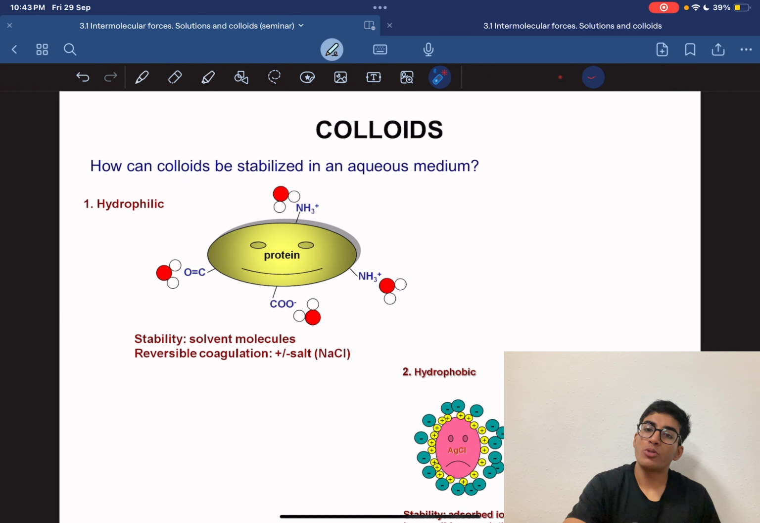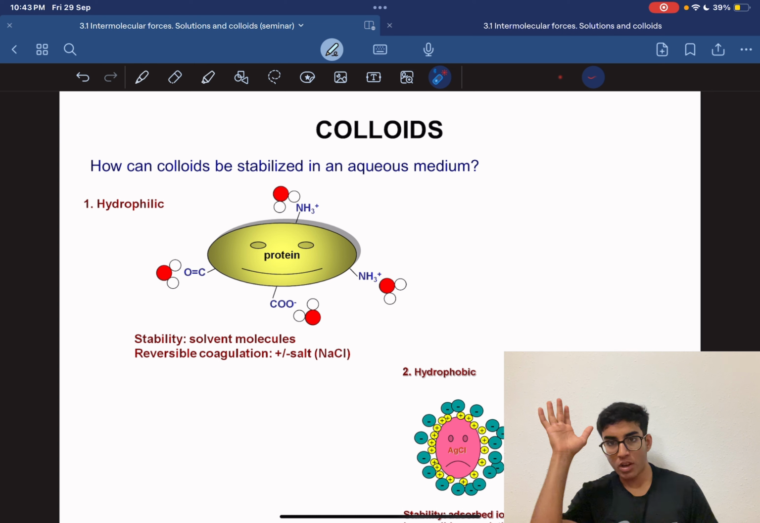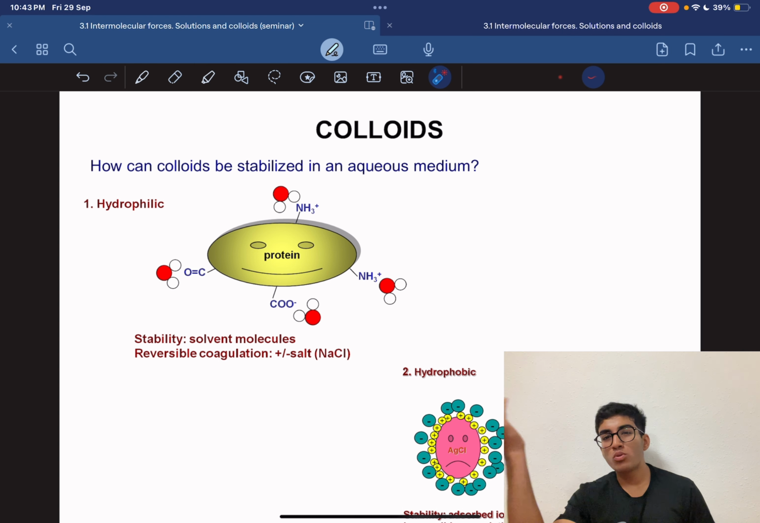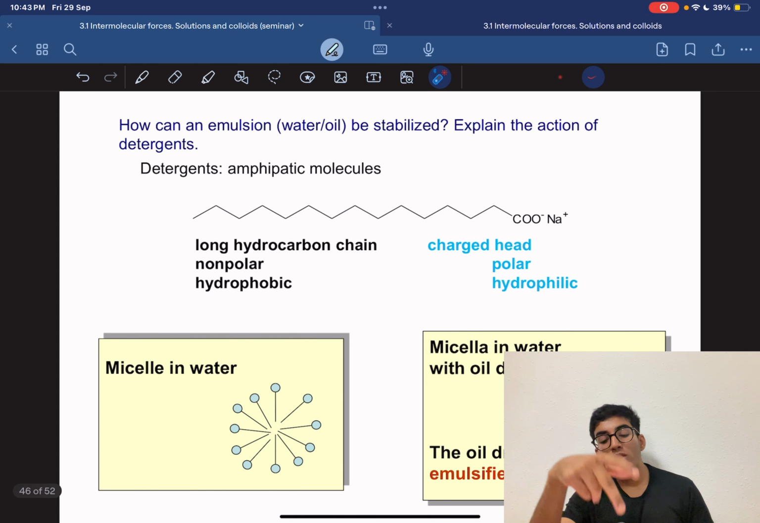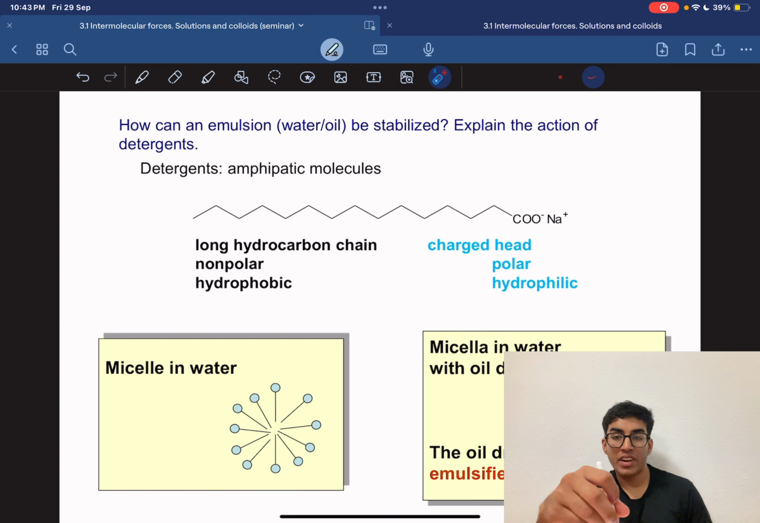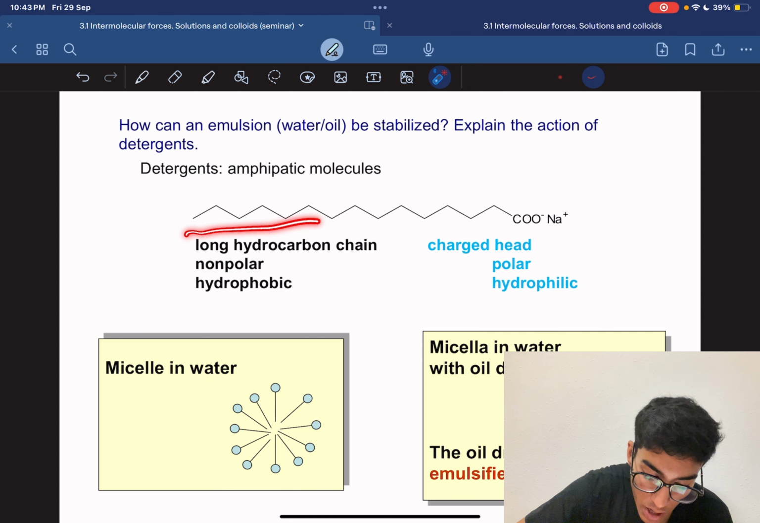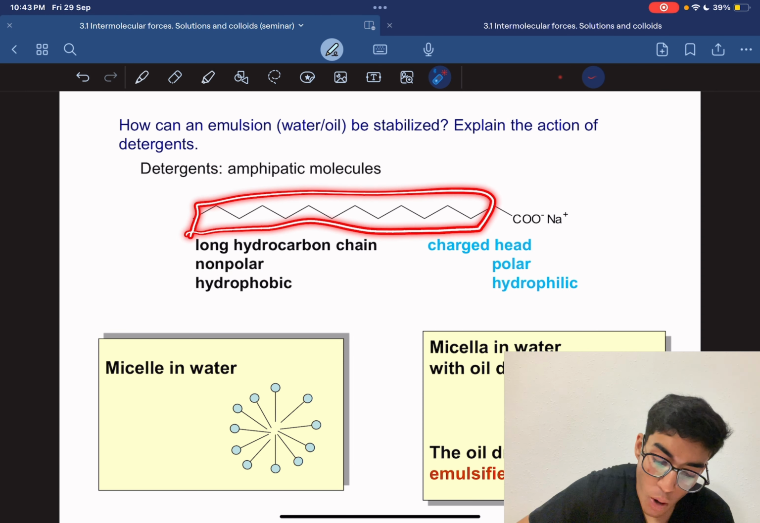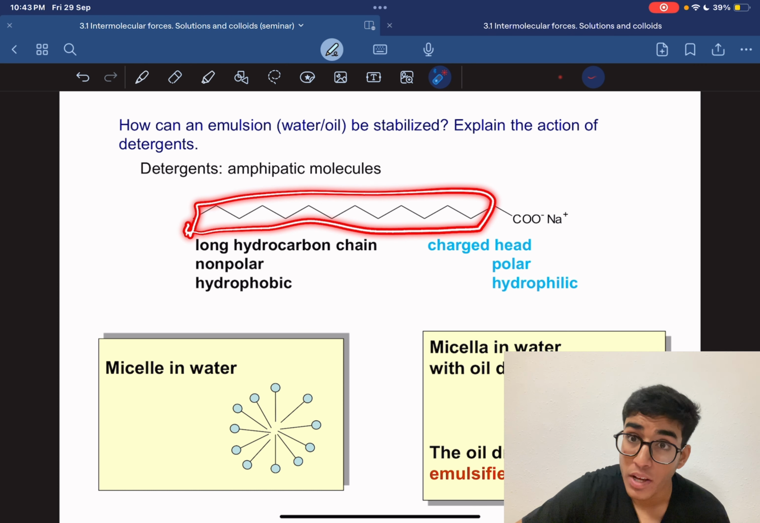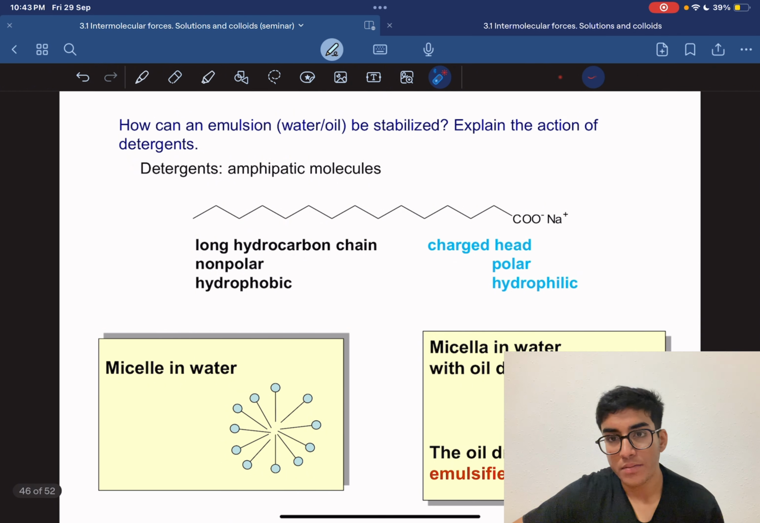But now let's say I want to dissolve a hydrophobic material in water. I just want to. What do you use to dissolve this? You can use something called amphipathic molecules. What are they? They're molecules structured in this way. Look at the way: a long hydrocarbon chain which is non-polar and hydrophobic, and then at the end there's a charged head which is polar.